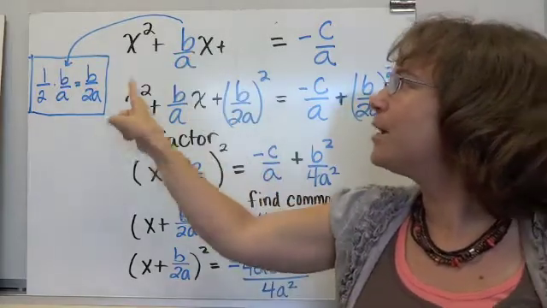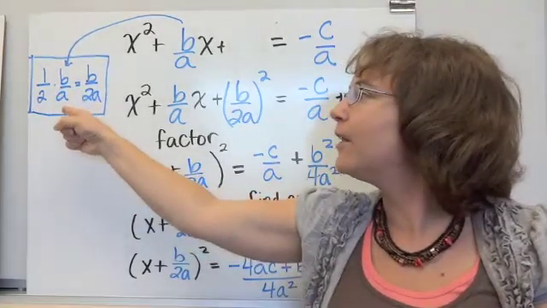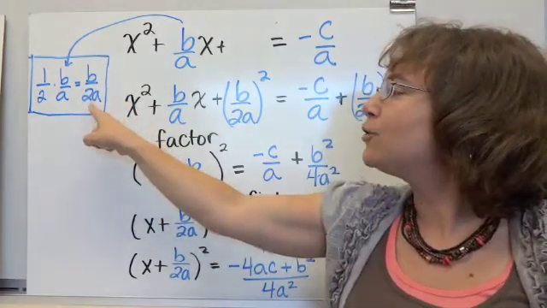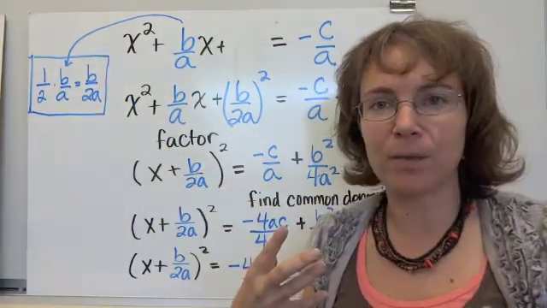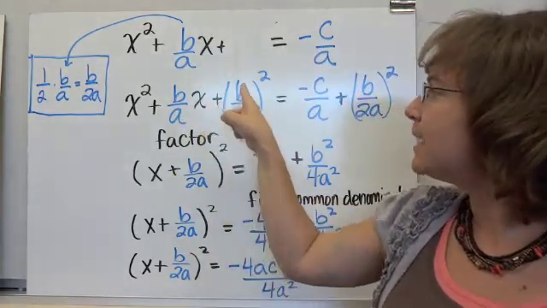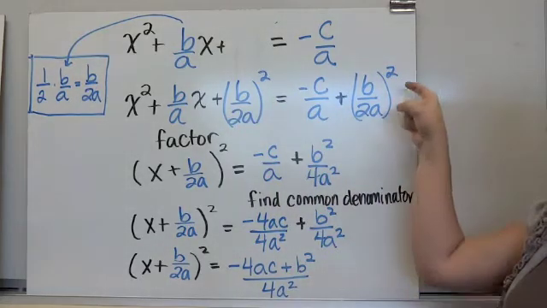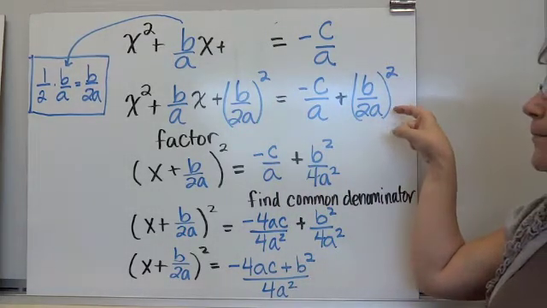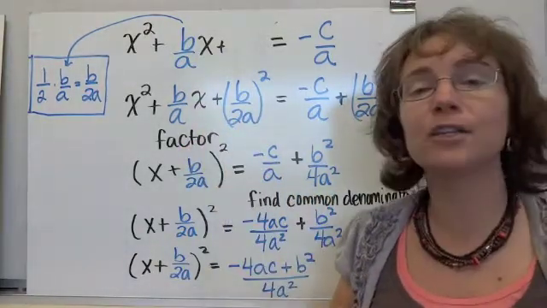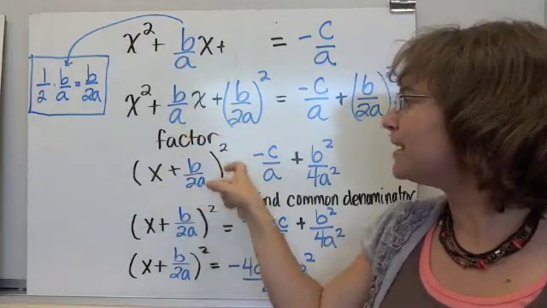So we're going to take b over a. We're going to take 1/2 of b over a. So 1/2 times b over a is b over 2a. So we're going to take that b over 2a. We're going to square it because we want a perfect square, and we're going to add it to both sides. So plus b over 2a squared, and we also have to do the same thing over here, plus b over 2a squared. Now we can factor this. This is what our perfect squares look like. So we can factor this: x plus b over 2a, squared.